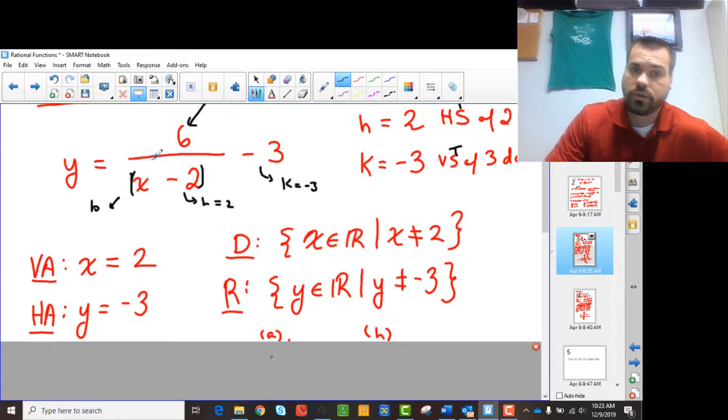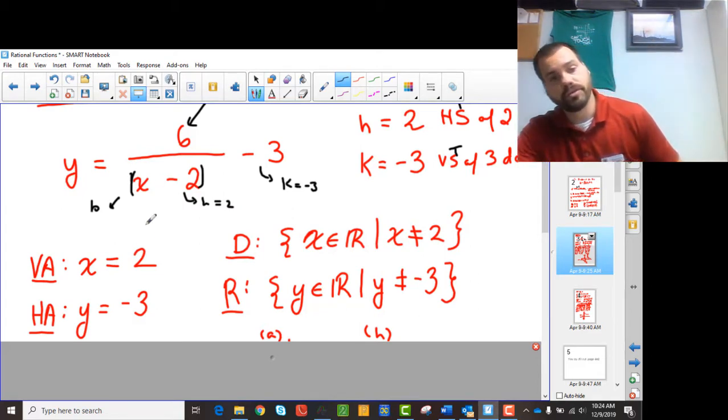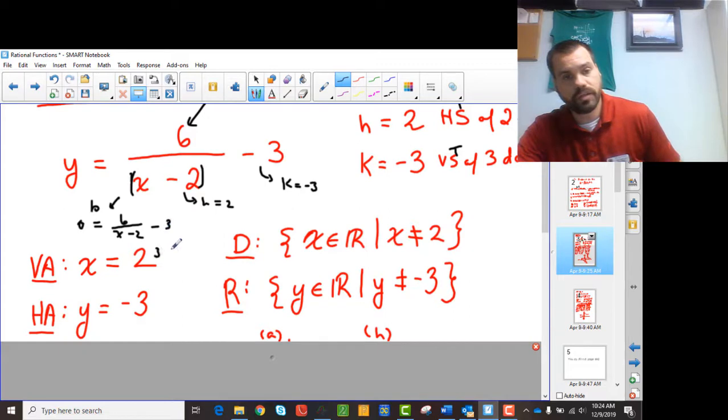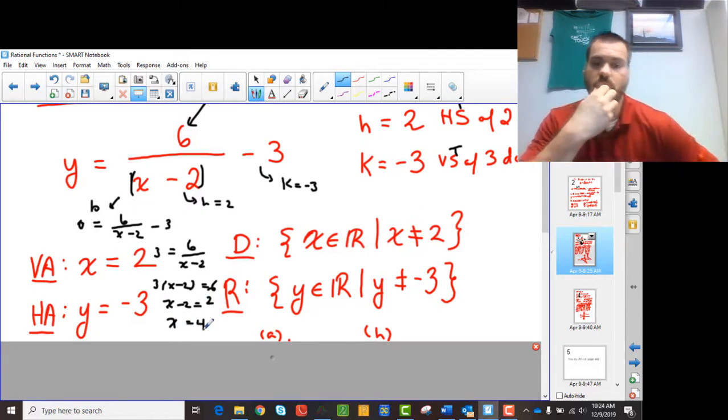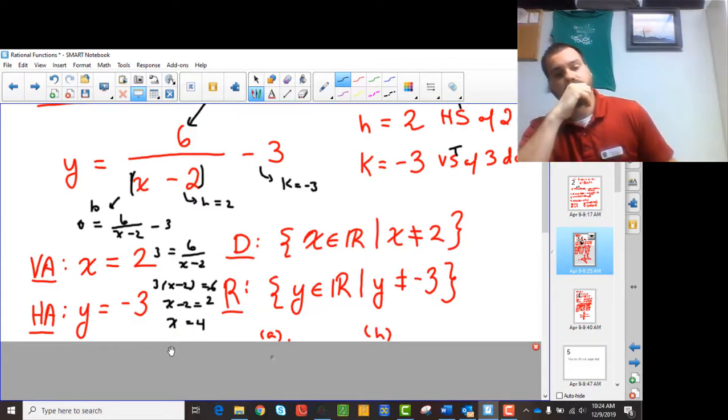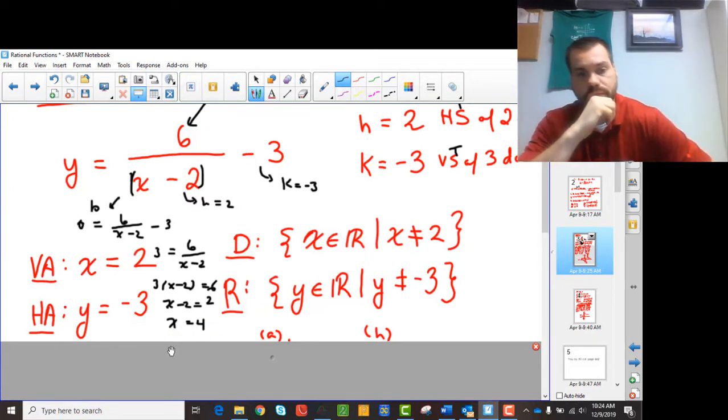And if you let y equal 0, you would solve by multiplying and flipping. In other words, you would go like this. If you wanted to find it, you go 0 equals 6 over x minus 2, and then minus 3. So you get 3 is equal to 6 over x minus 2. That means that 3 times x minus 2 is 6, which means that x minus 2 is 2 if you divide by 3, and so x is 4. All right. So your y-intercept and your x-intercept are from those points.